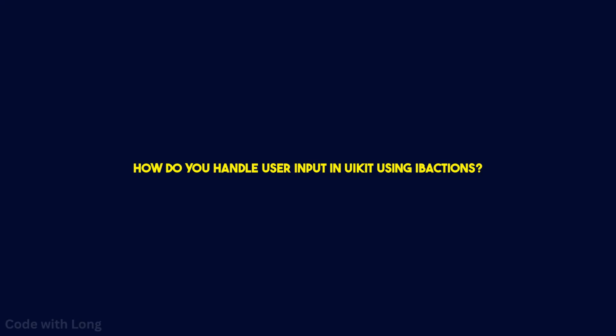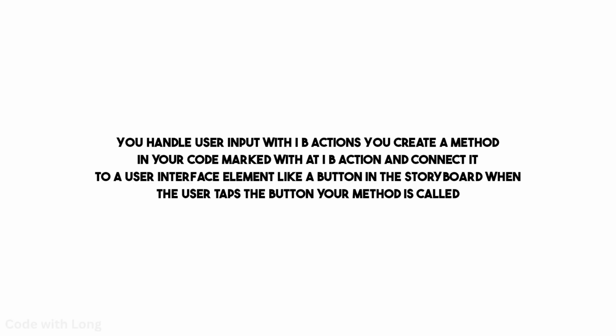How do you handle user input in UIKit using IBActions? You handle user input with IBActions. You create a method in your code marked with an IBAction and connect it to a user interface element like a button in the storyboard. When the user taps the button, your method is called.